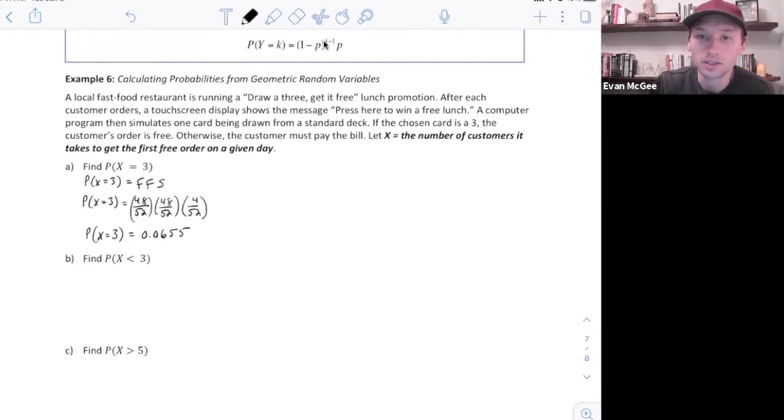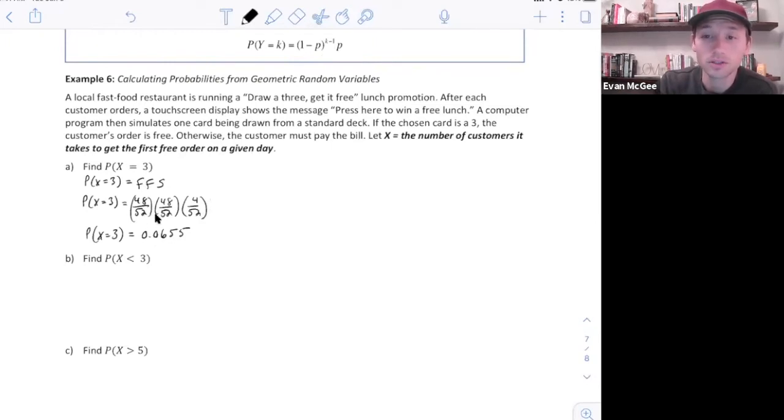So in our case, K was 3. So the probability of a failure was to the 3 − 1. There were 2 failures. And then it always ends with 1 success, because the geometric random variable goes until you have your first success. So we could have rewritten this as (48/52) squared times 4/52. We would have got the same thing.